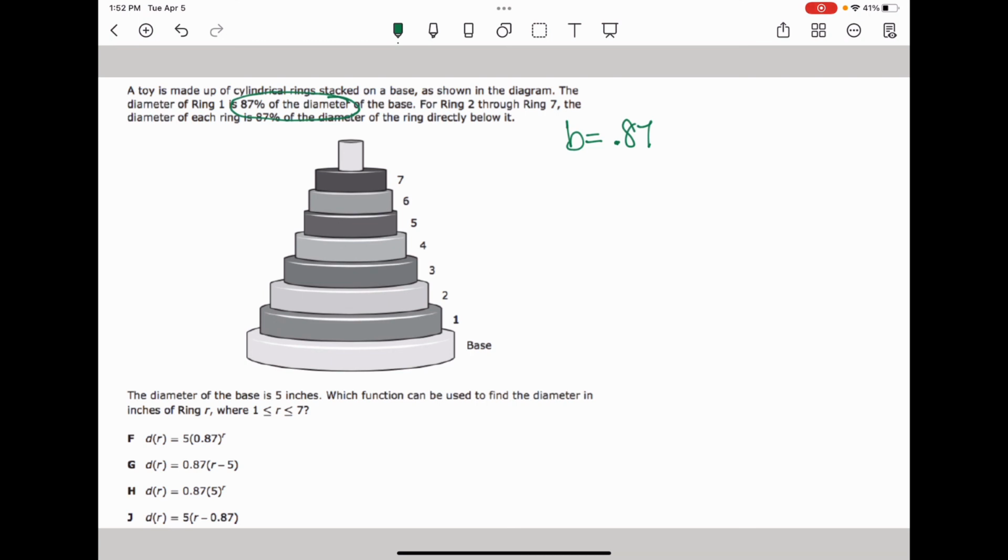So the diameter of the base is 5 inches. So this gives us a starting value because we start at the base and then it decreases as it goes up. So A is going to be 5. So if we write our equation in A times B to the x form, we get y equals 5 times 0.87 to the x, which is answer choice F.